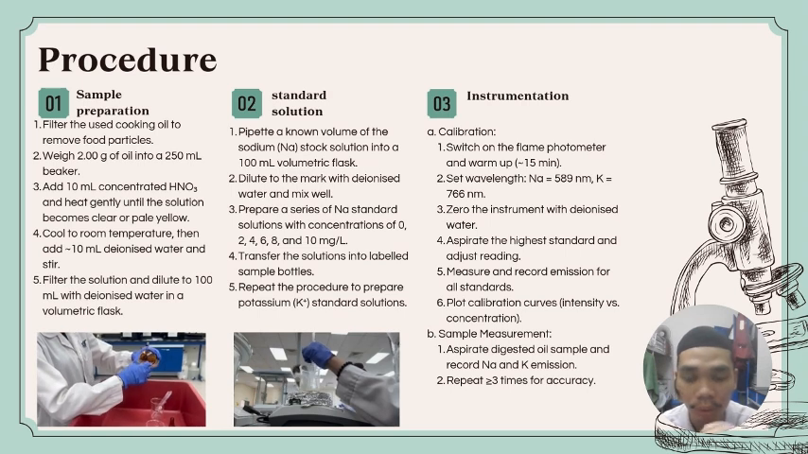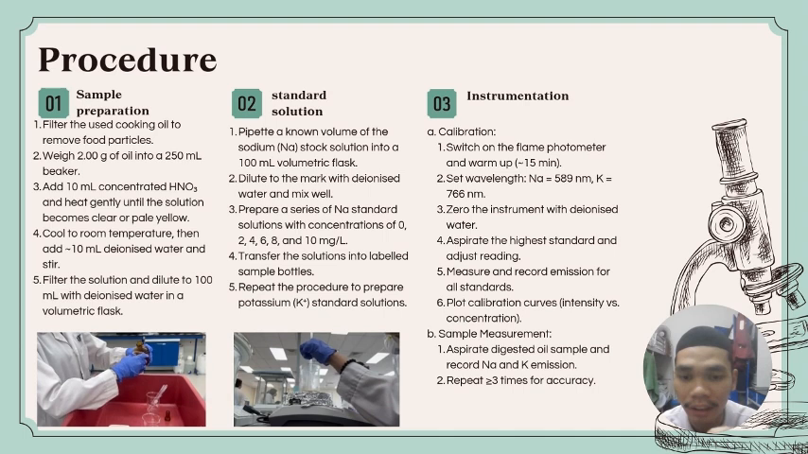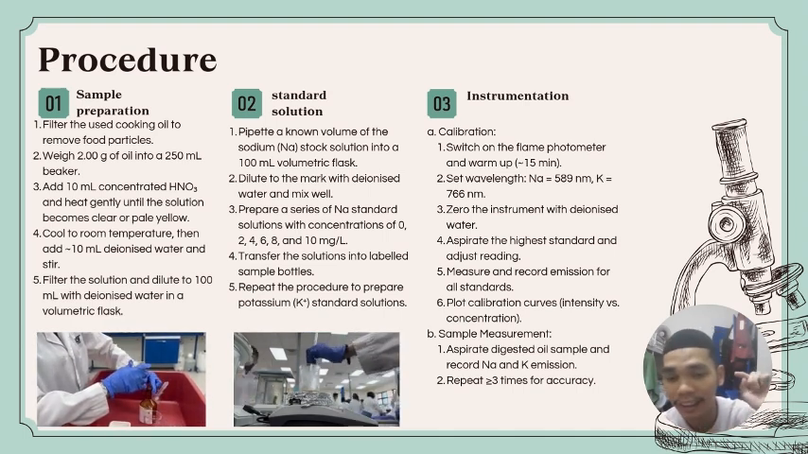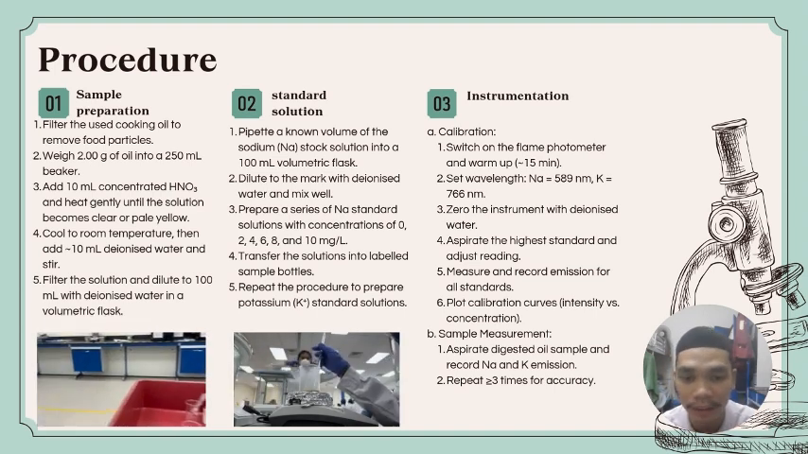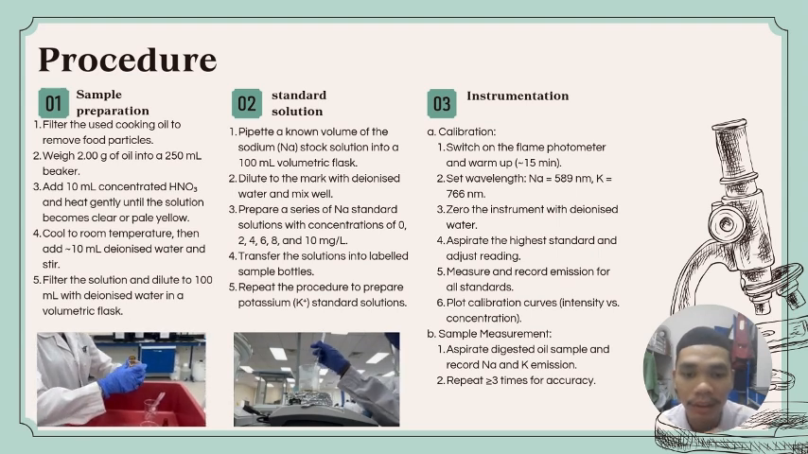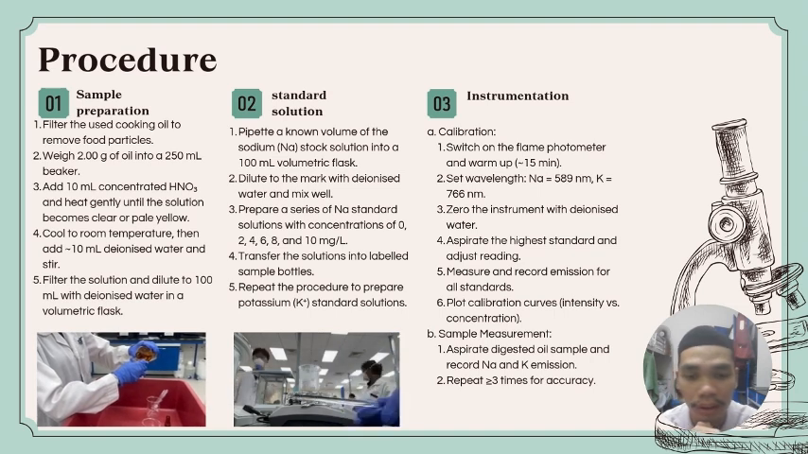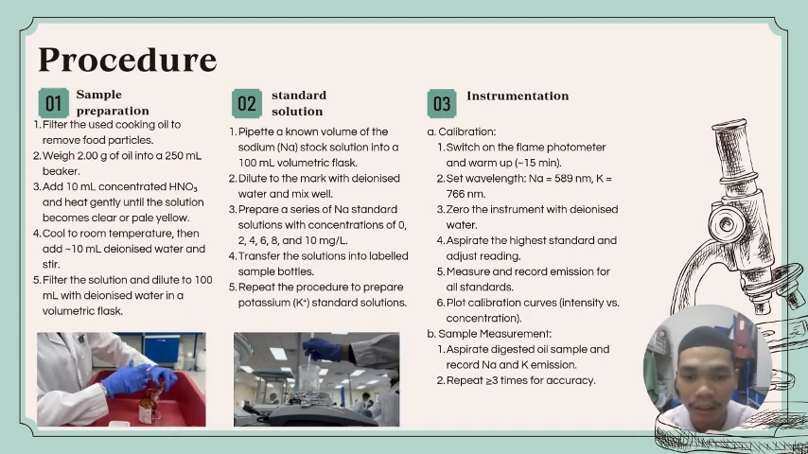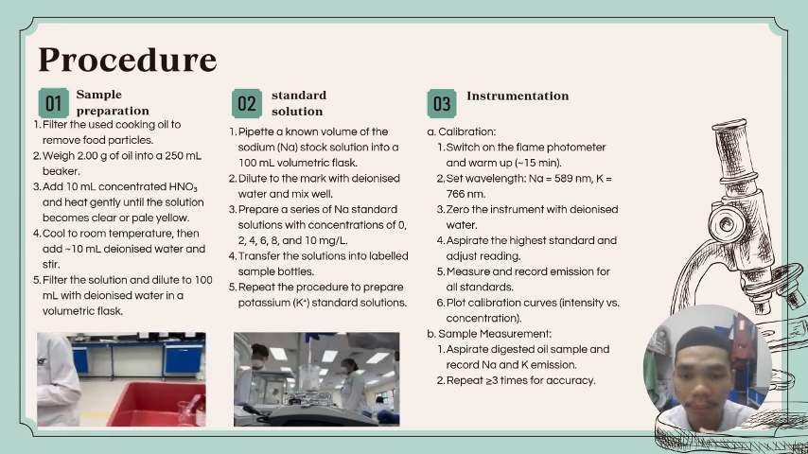Allow the solution to cool, then add approximately 10 ml of deionized water, and then stir, filter, and dilute to 100 ml in a volumetric flask. Prepare standard solutions by diluting sodium and potassium stock solutions to concentrations of 0, 2, 4, 6, 8, and 10 mg per liter by mixing thoroughly and labeling each bottle.